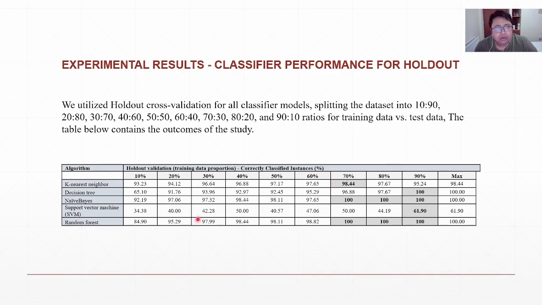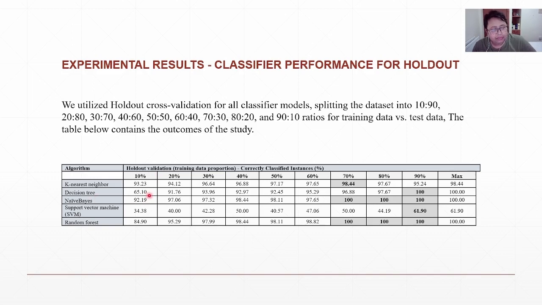We utilized holdout validation for all the classifier models, splitting the data into 10 to 90, 20 to 80, 30 to 70 in this way, up to 90 to 10 ratios for training data versus test data. As the outcome of the study, you can see with all five classifiers, we first used 10 percent of our data as training data, and we got an accuracy of 93.23% for the k nearest neighbor classifier.